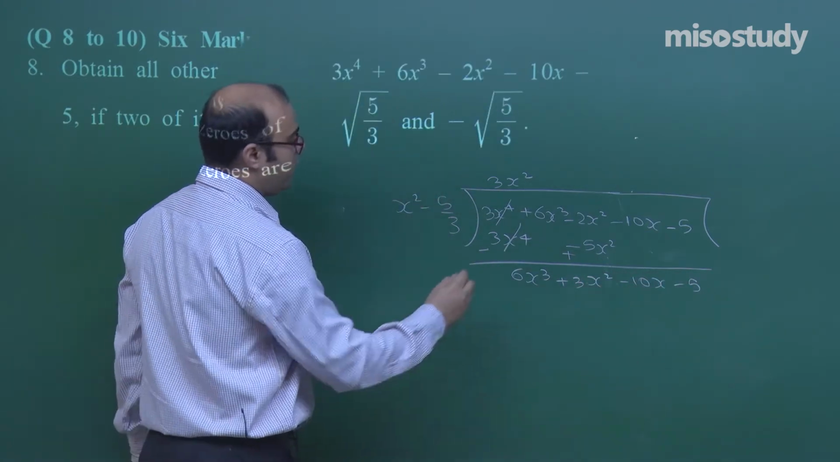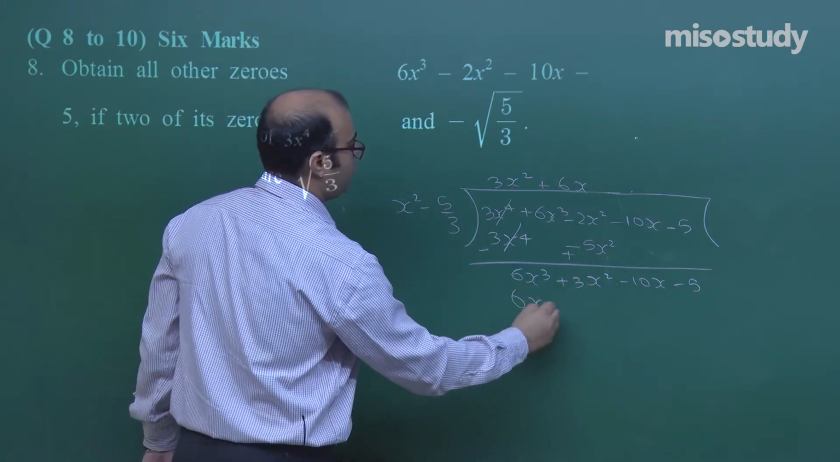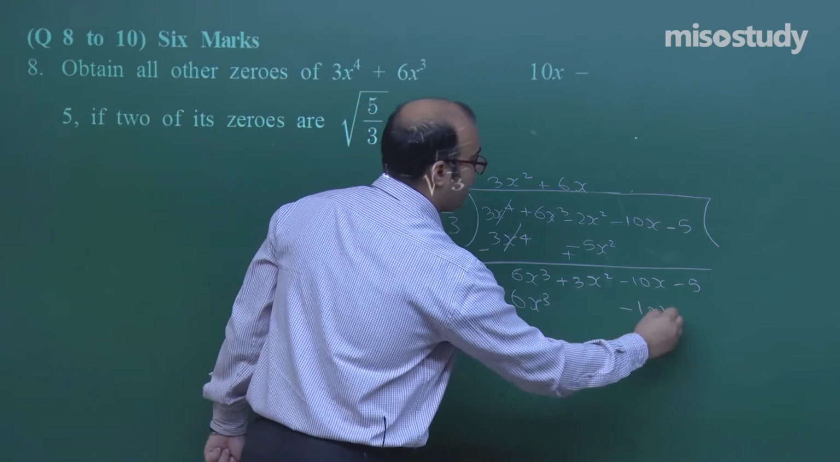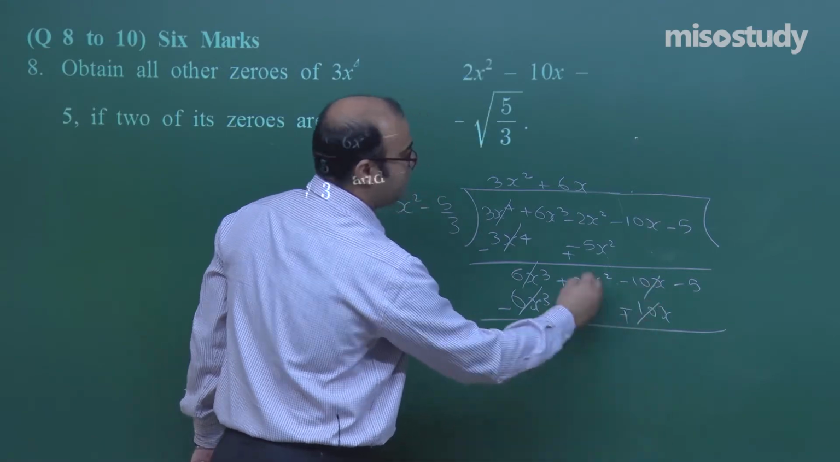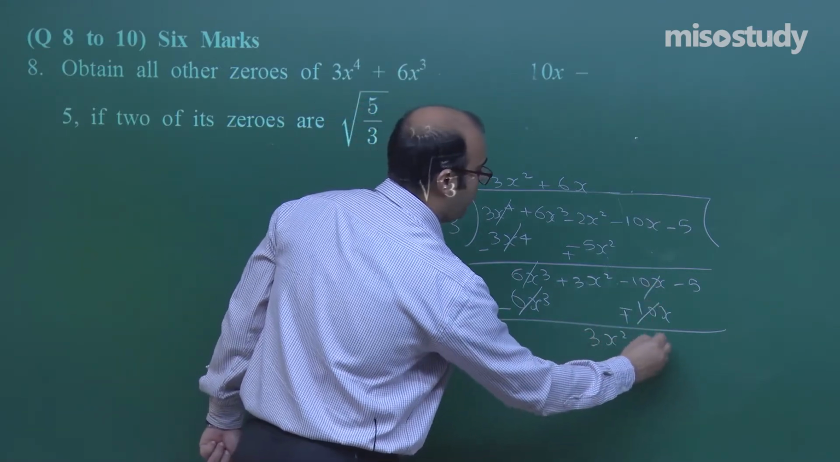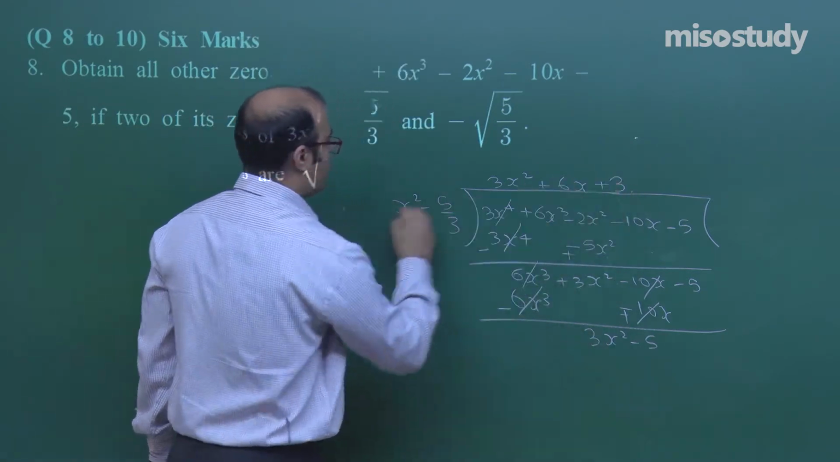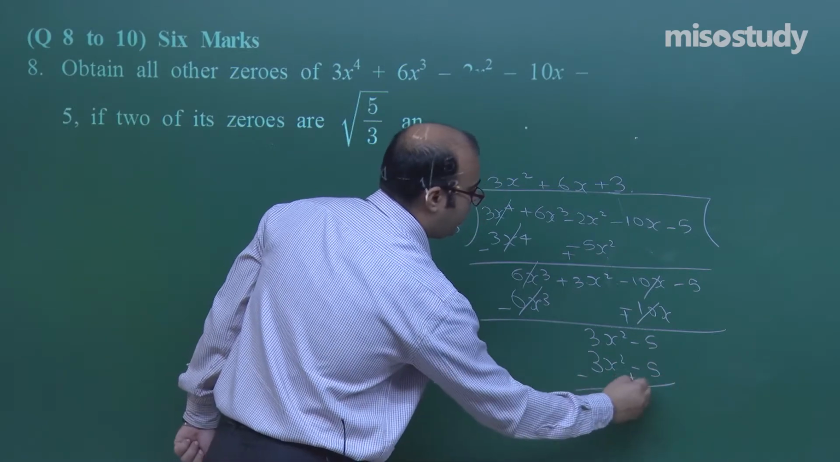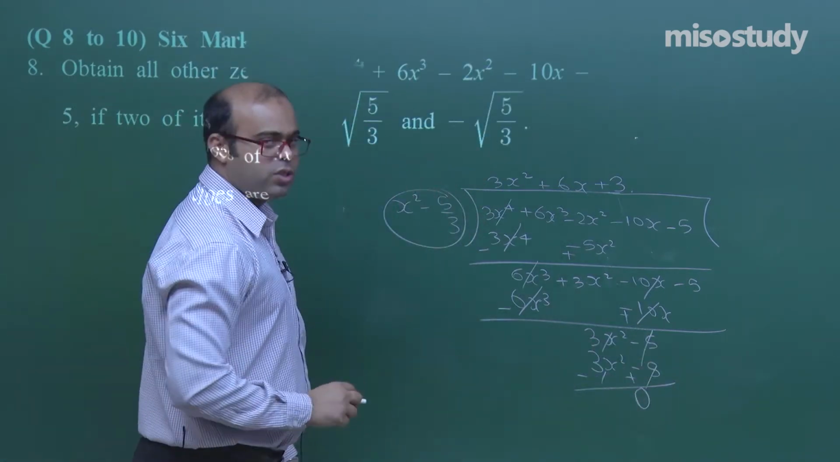Next term which we will take is 6x. So this will become 6x cube, and this when multiplied will give you minus 10x. So we will write it like this. This is minus cancelling plus, this also cancels, 3x square minus 5. Let us multiply now by 3. So 3x square minus 5 which we will get here, and definitely we are getting remainder as 0. So yes, this is the factor and the question was correct.